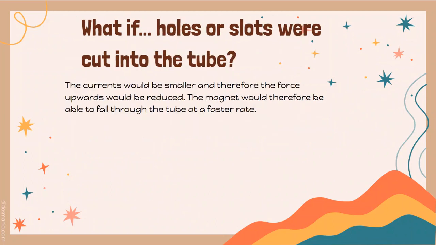And then what if there were holes or slots cut into the tube? The currents would be smaller because they wouldn't be able to travel all the way in circles every single time. There would be fewer of them as well. So therefore, the force upwards would be reduced, and the magnet would fall through the tube faster and come out the other side in a shorter period of time.